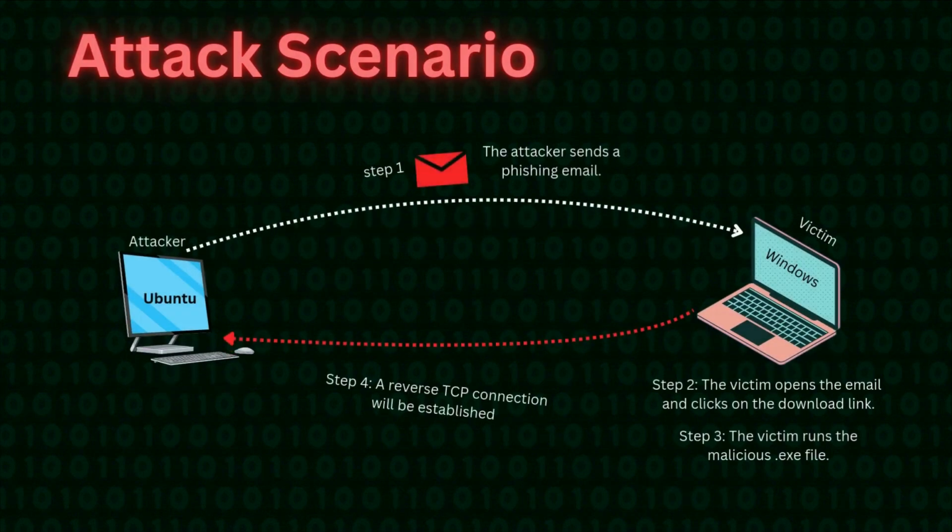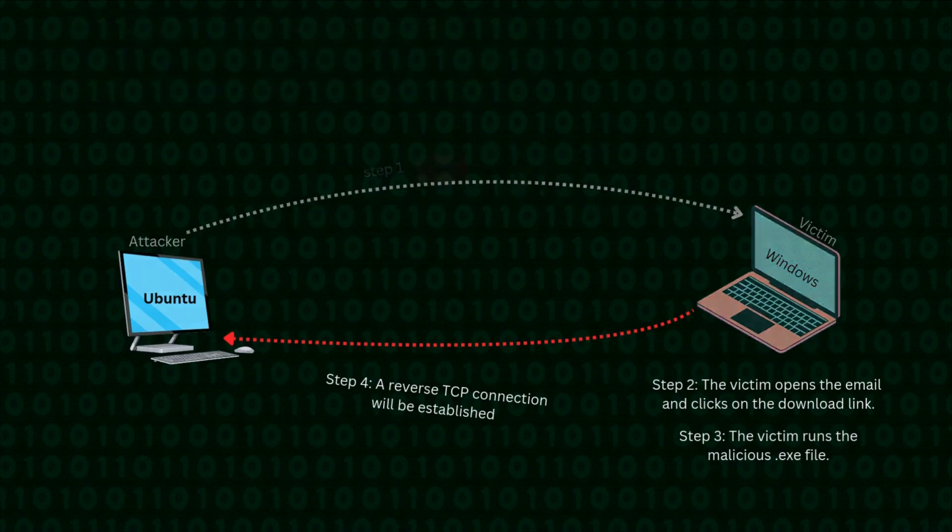Now let's talk about the attack scenario before jumping into the practical phase of the project. I'm working with two virtual machines, Ubuntu as the attacker and Windows as the victim. I will use Metasploit to create a malicious payload, which I will send via phishing email to the Windows VM. Once the victim downloads and runs the executable, a reverse TCP connection will be established, allowing me to compromise the Windows machine.